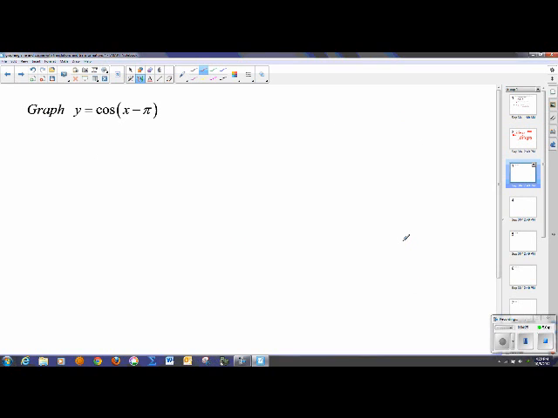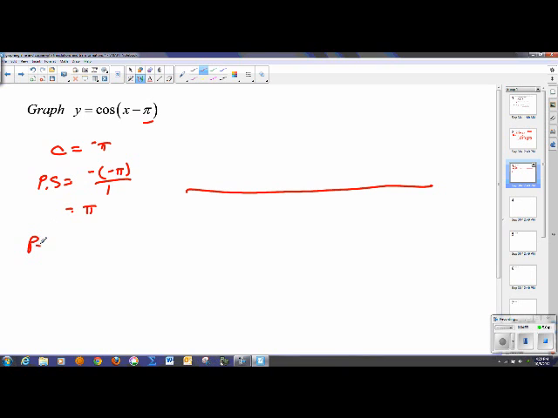In this case, we now have a value C equaling negative pi. And if the phase shift, I'll abbreviate PS, is equal to the opposite of C over the K value, and K once again is 1, I have a phase shift of pi. So we know our period, once again, is equal to 2 pi, and our intervals are 2 pi over 4 or pi over 2.